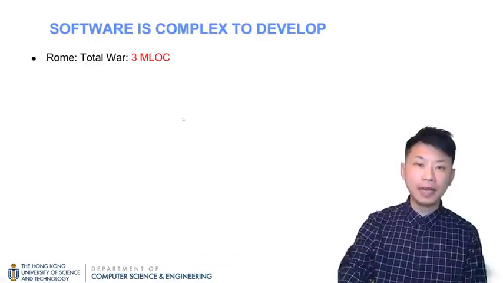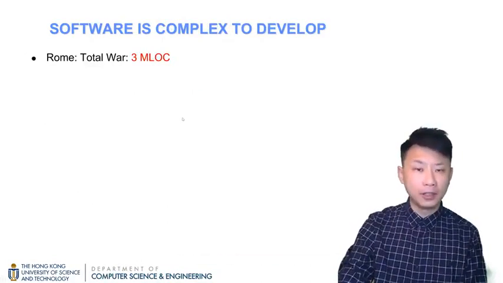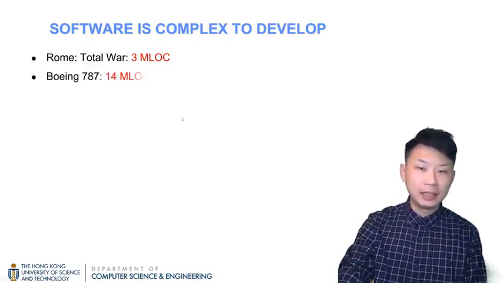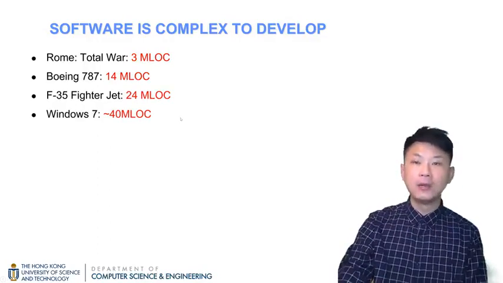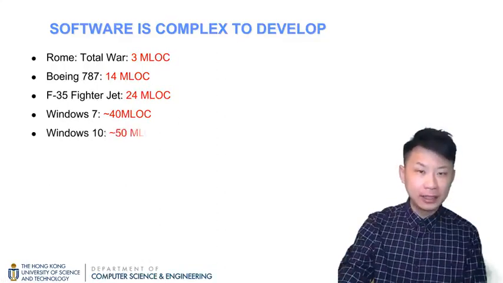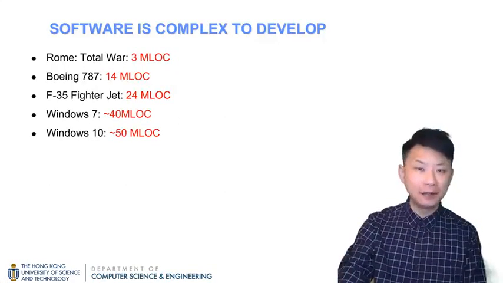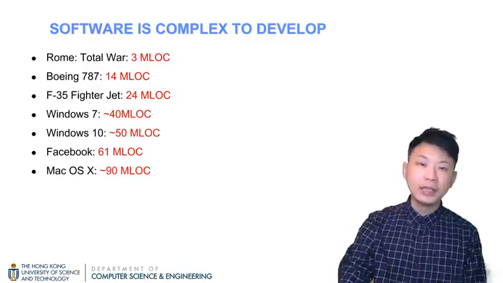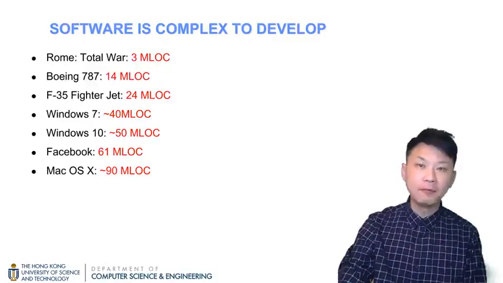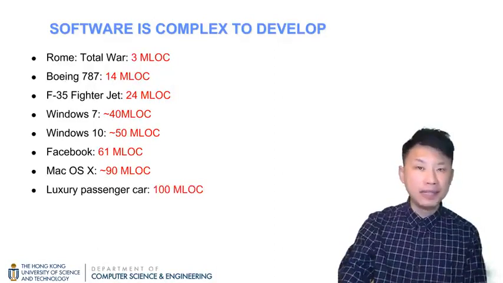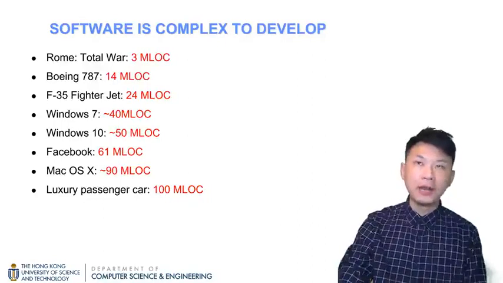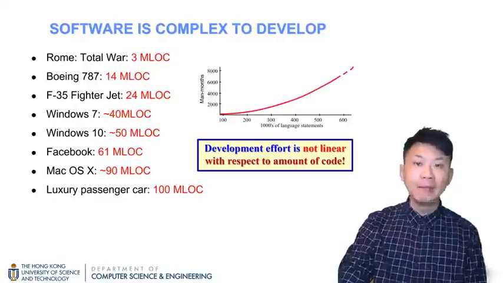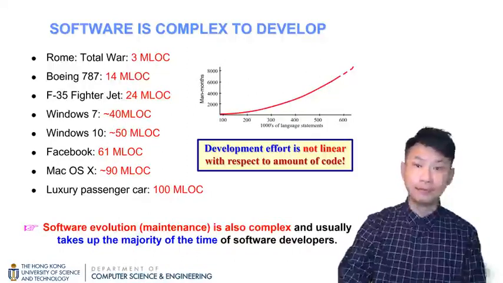So software is complex to develop because if we are talking about a large software system, it has many lines of code. For example, a Boeing 787 has 14 million lines of code. Windows 7 has like 40 million lines of code. Windows 10 has 50 million lines of code, etc. When we are talking about this kind of large software system, it's not possible for us to implement the system from bottom up. That means we implement the system line by line, function by function. But instead, we have to plan out a lot before we start implementing the system.